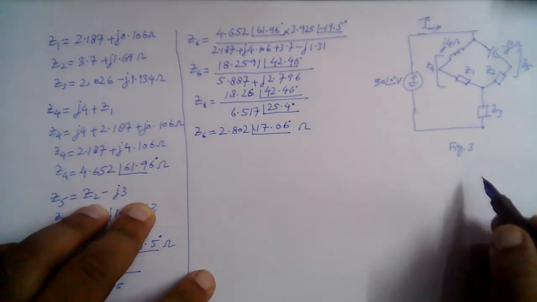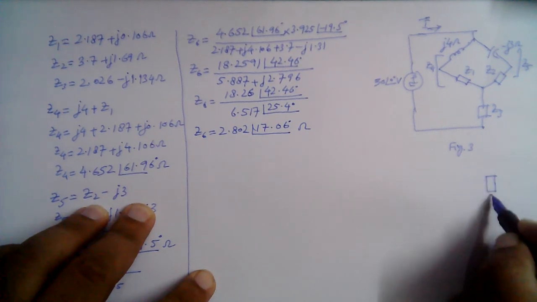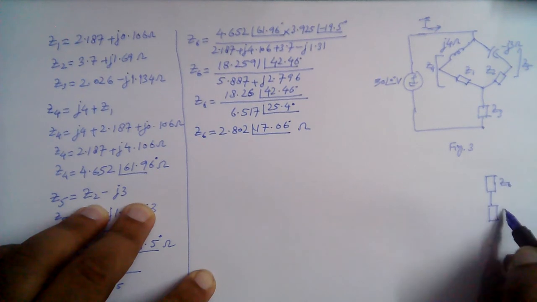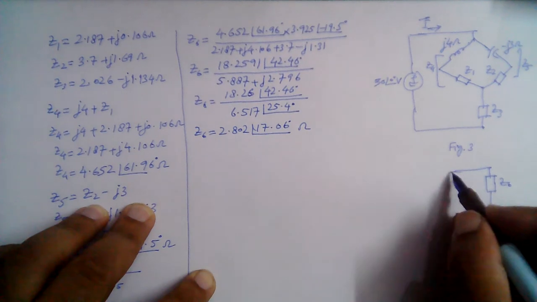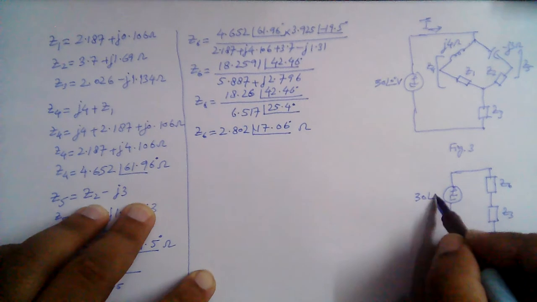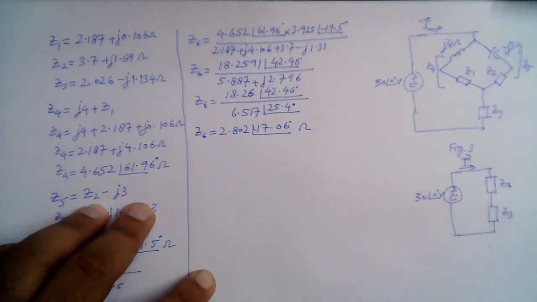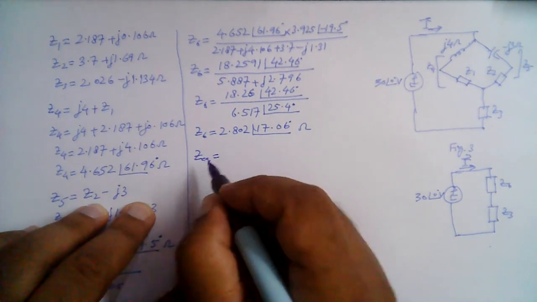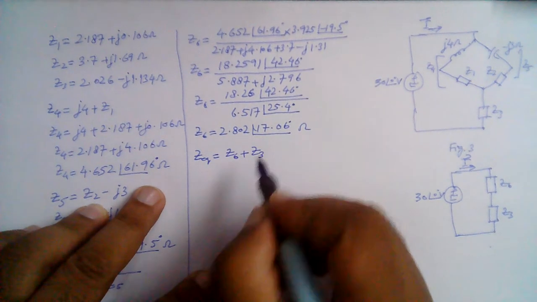So we can redraw this figure now here. For example, if this is Z6, then this is in series with Z3. This is Z6, this is Z3, and this is our voltage source here, 30 angle 0 degrees volts, and this is the required current I here. So now the equivalent impedance Z equivalent is equal to Z6 plus Z3.